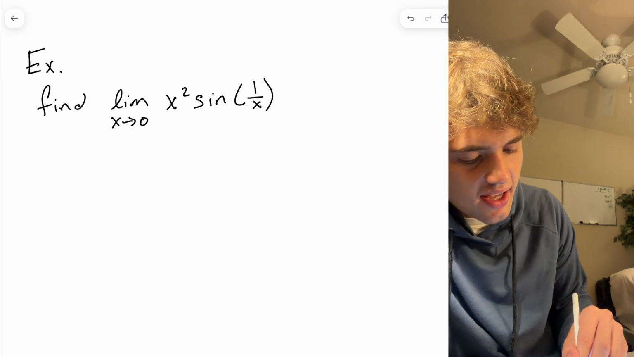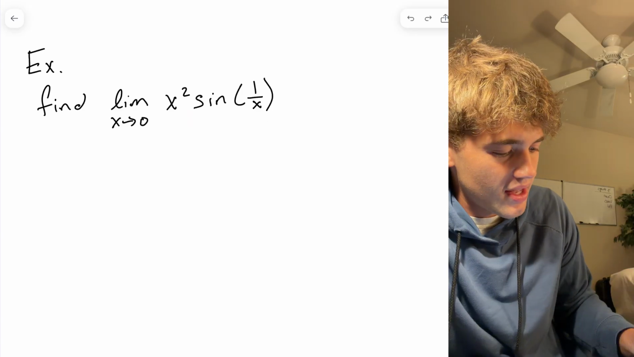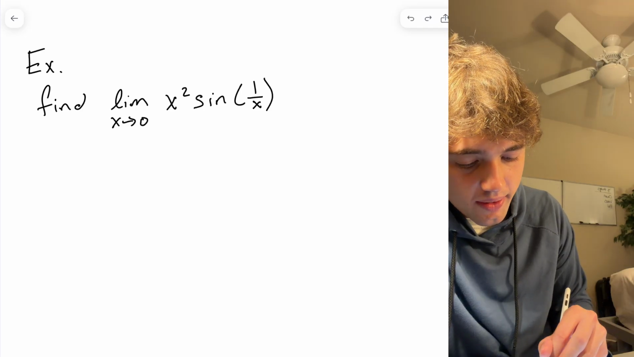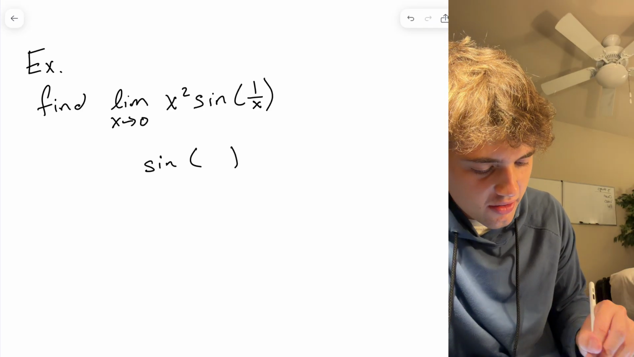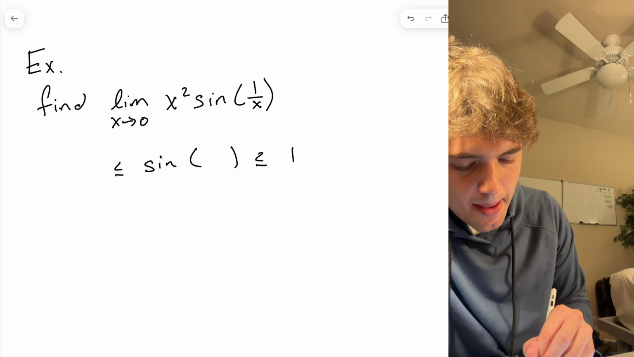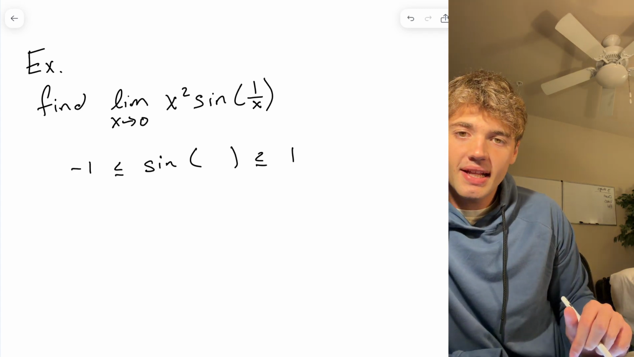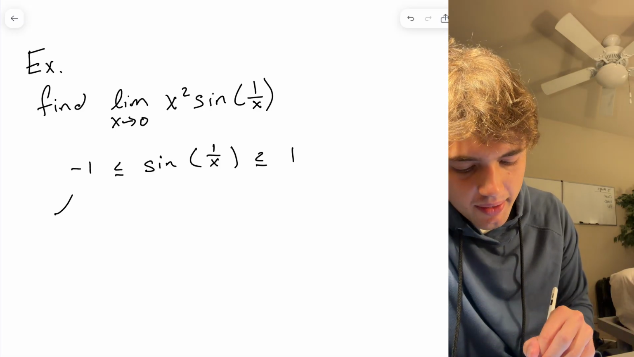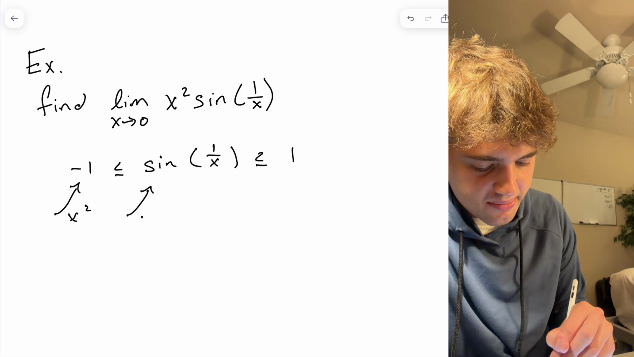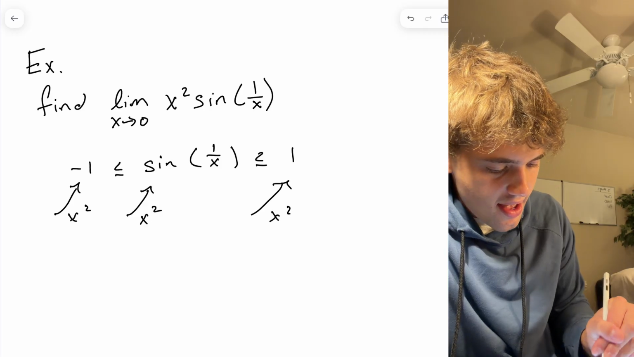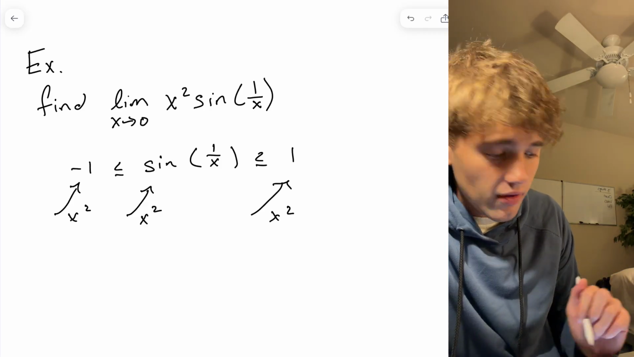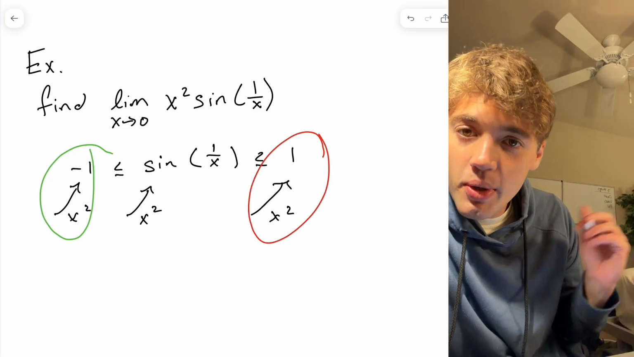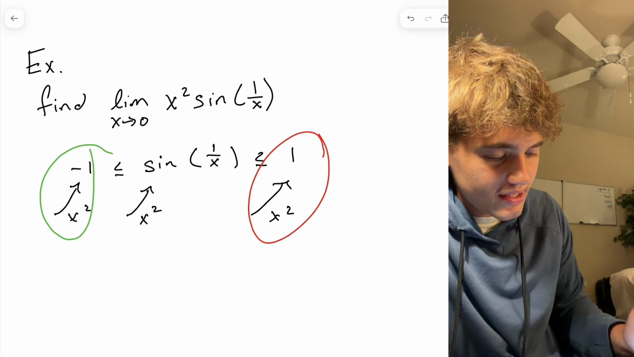We know that sine function, no matter what's the input, is always going to be in between negative 1 and 1. So I can say that the sine function is less than 1, but it's bounded below by negative 1. And because it's 1 over x, that's what we'll put in there. Now we can multiply all three of these by x squared. And what we've done is we've constructed a lower function and an upper function that we can use to finally use the squeeze theorem on.